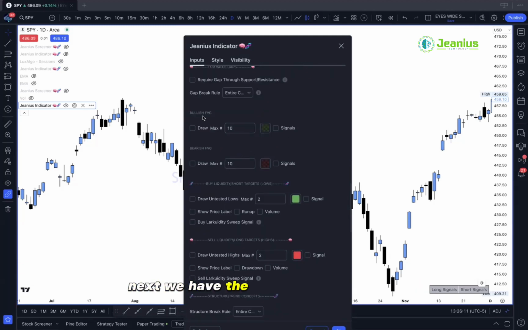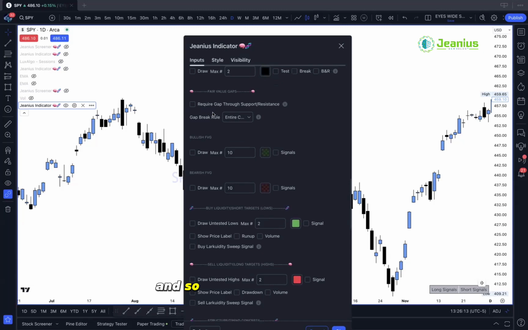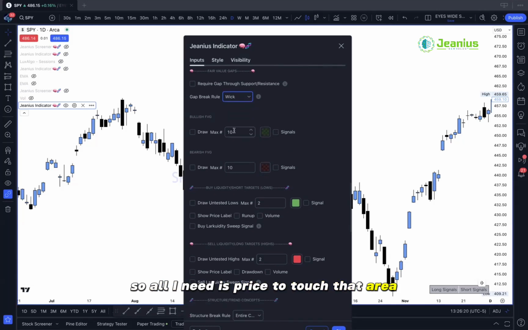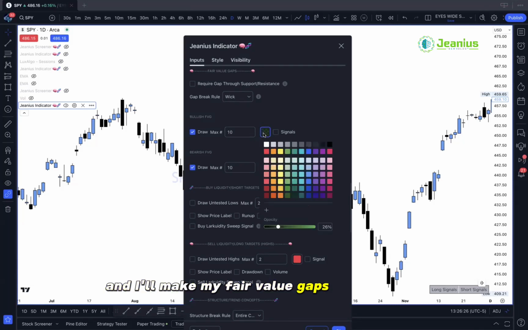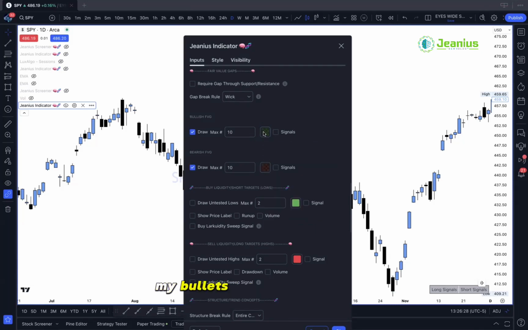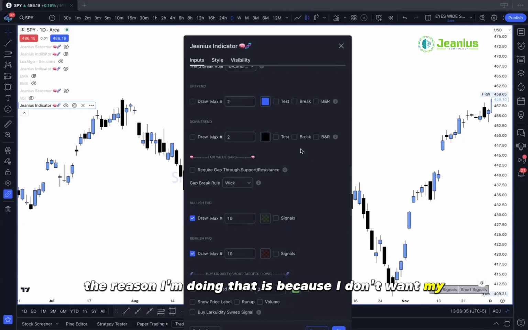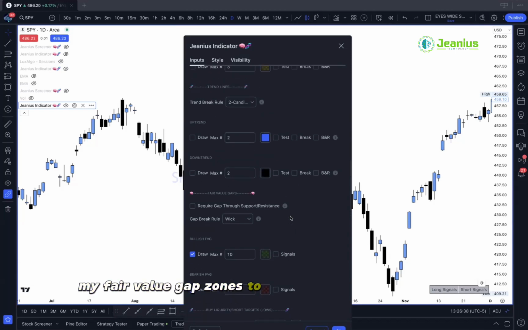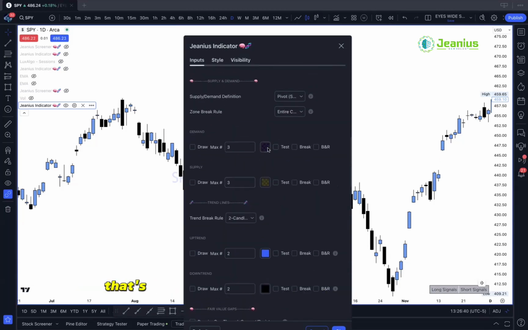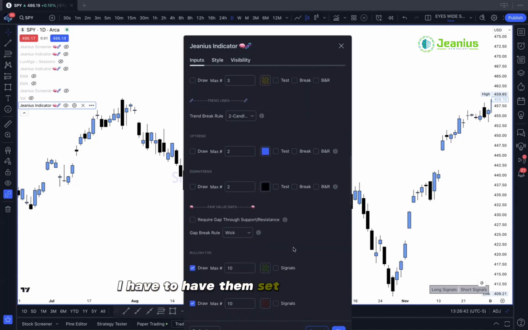Next, we have the bullish fair value gap. I have my gap signals, I have my gap rule signal to wick. So all I need is price to touch that area. Now I'm going to toggle on my fair value gaps. I'll make my bullish fair value gap green and my bearish fair value gap red. The reason I'm doing that is because I don't want my fair value gap zones to look like my demand zones. That's why I have those set to different colors.